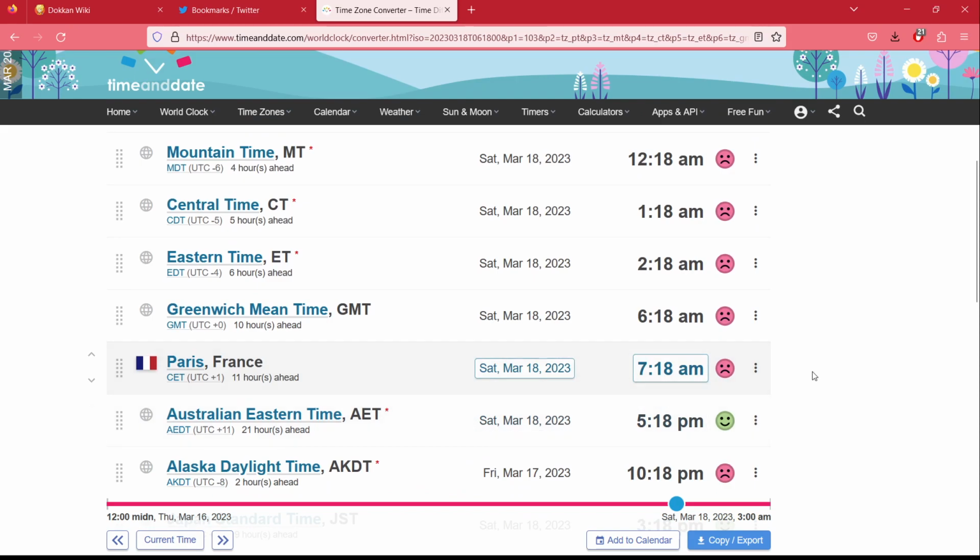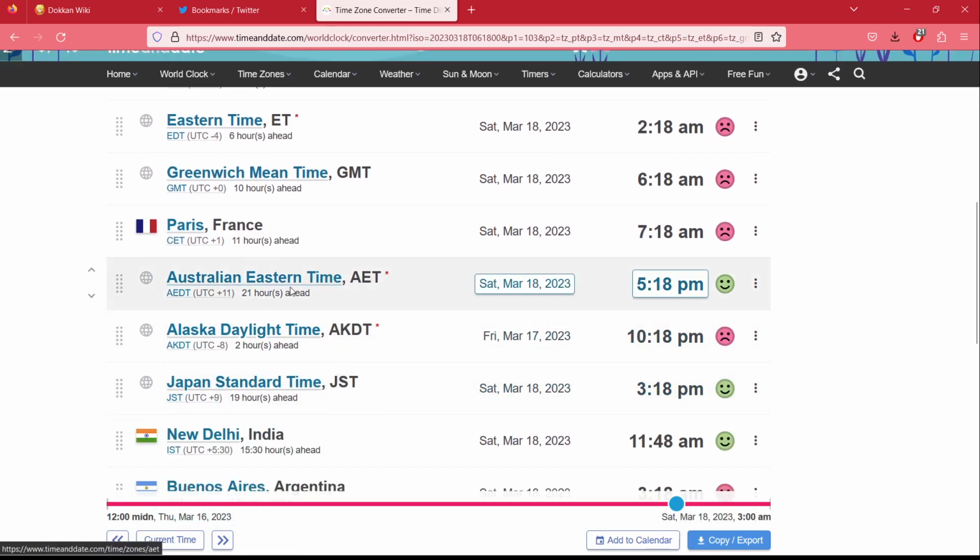If you are in Paris, France, you actually have a pretty decent time, 7:18 a.m., right? You're just waking up, you get your breakfast, whatever you're going to do, throw on some Saturday morning cartoons and, you know, do some summons. Hopping back across the hemispheres, we are looking at Australian Eastern Time, AET, 5:18 p.m. on Saturday, March 18th. So I know I got quite a few of you viewers out over there, so I want to make sure I cover you.